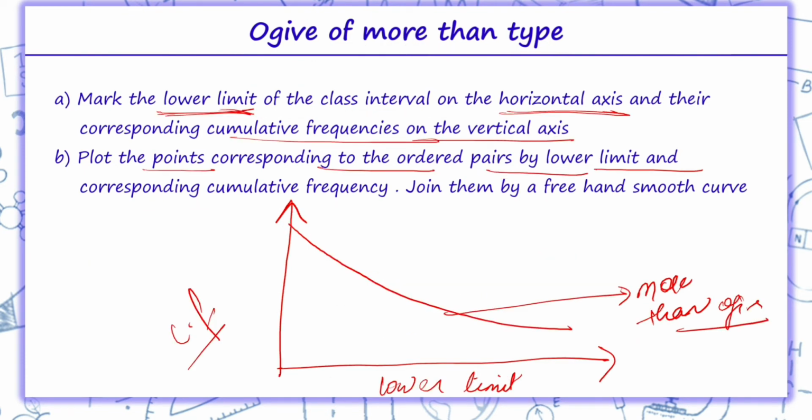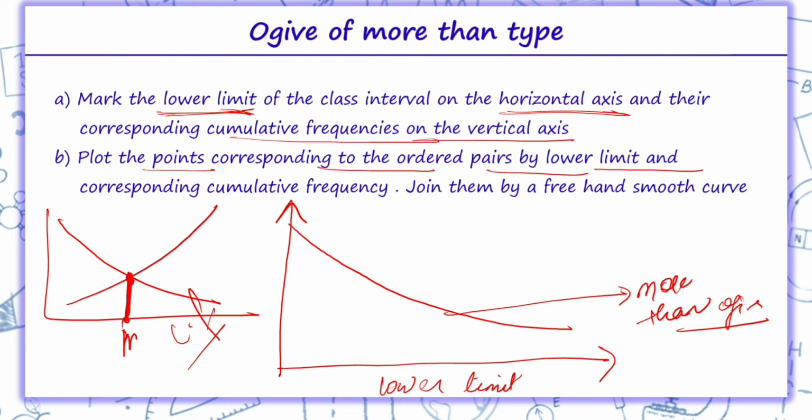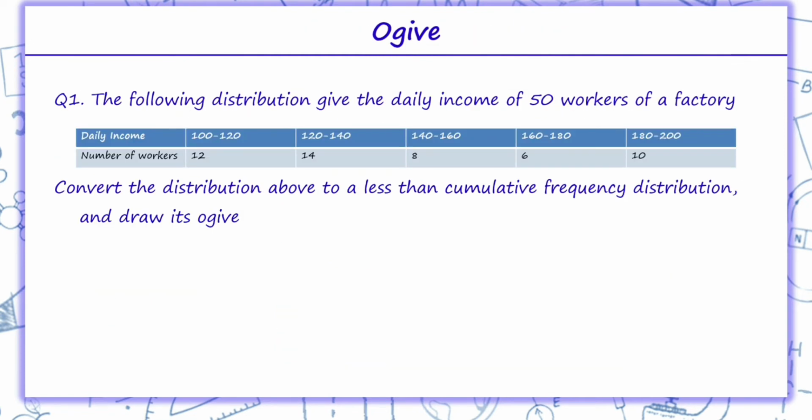But yes, if they have said in the question to draw both more than and less than ogive, so this is the more than and this is the less than ogive. The intersection of these curves gives a point, and the corresponding x coordinate is the median. So, if we have to draw both more than and less than ogive in a graph, we then find the median this way. Now coming on to the question.